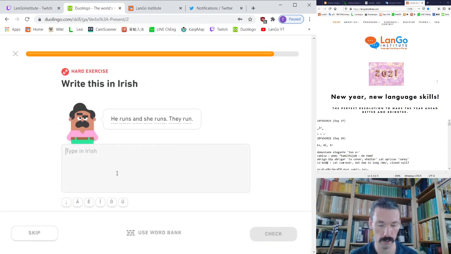He runs and she runs. Richen. I think it's like that, right? Yeah. Richen sí. Agus richen sí. You know that the TH is not a th as in English, but an H sound. And it can be the last sound in a word too, unlike in English. They run. Richen siad.